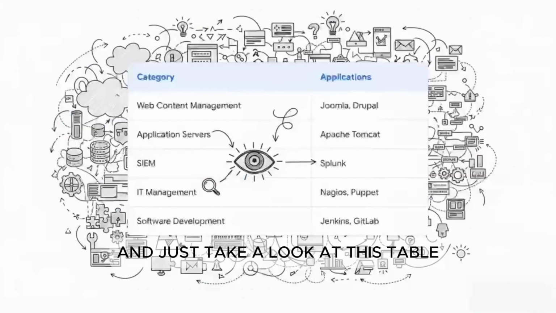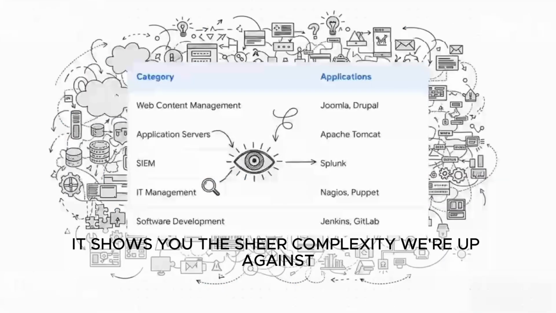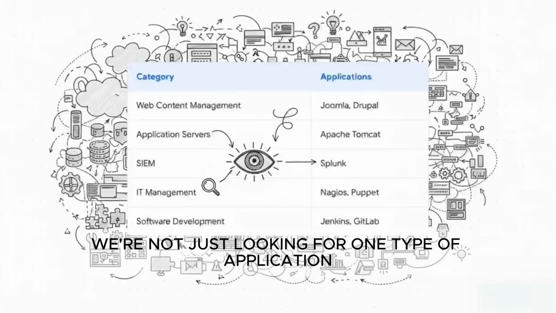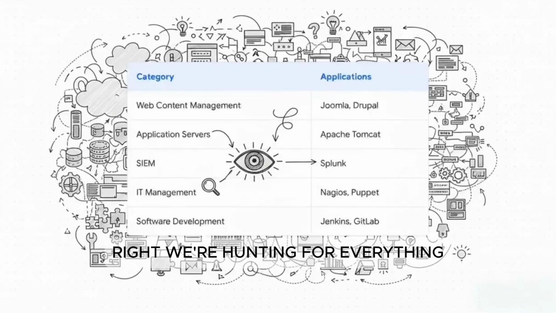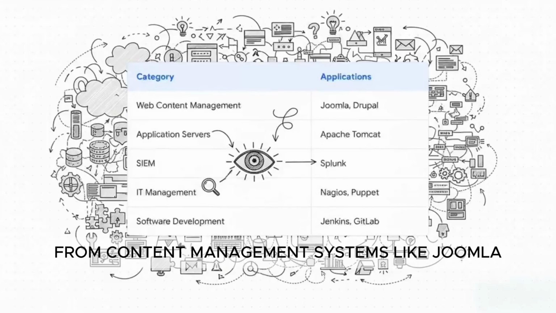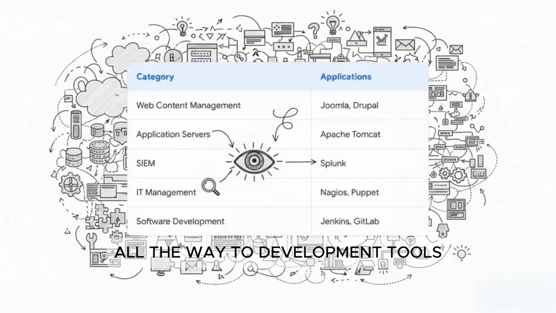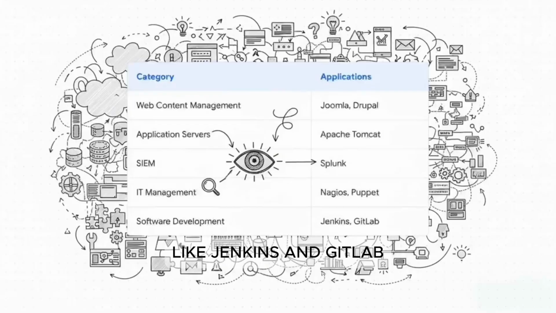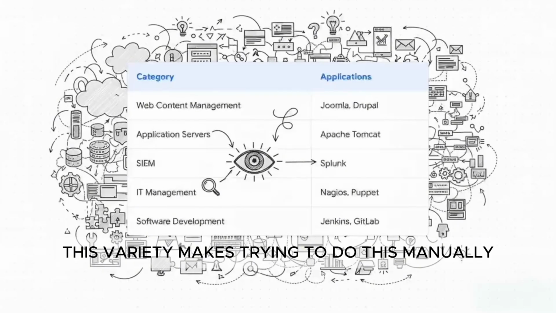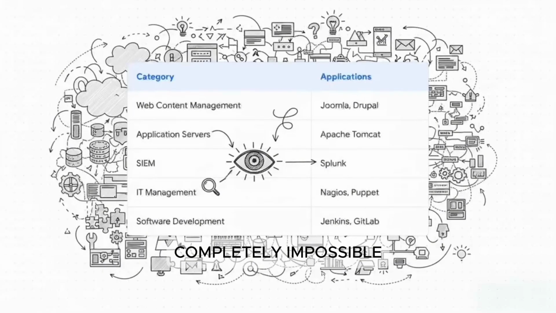And just take a look at this table. It shows you the sheer complexity we're up against. We're not just looking for one type of application, right? We're hunting for everything, from content management systems like Joomla, to app servers like Tomcat, all the way to development tools like Jenkins and GitLab. This variety makes trying to do this manually completely impossible.